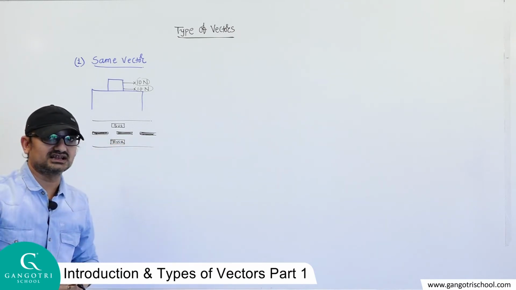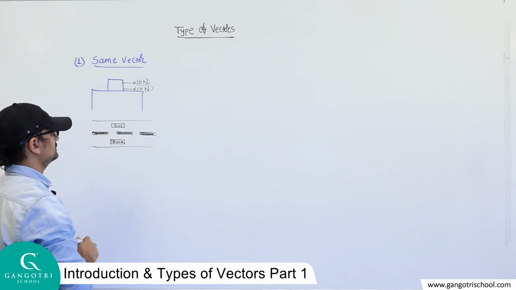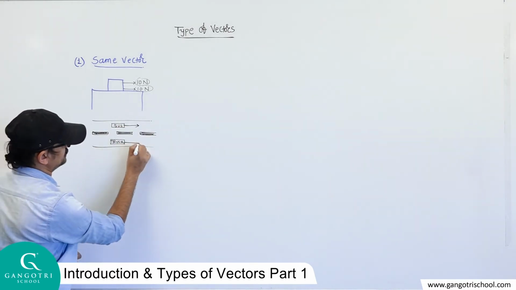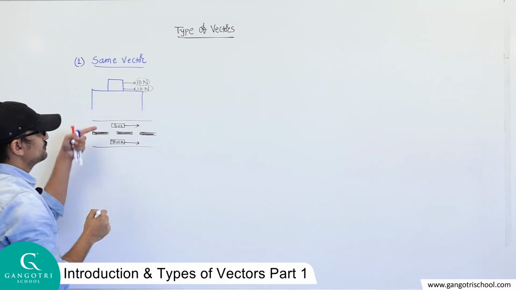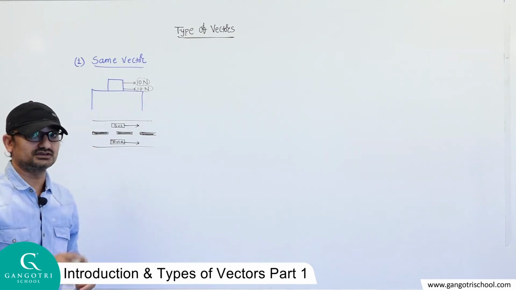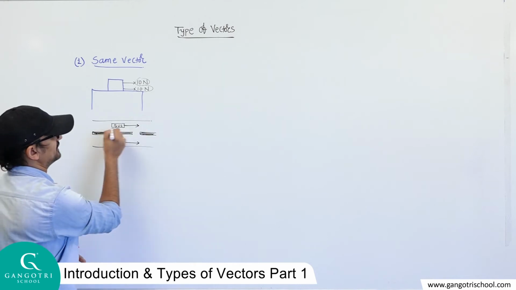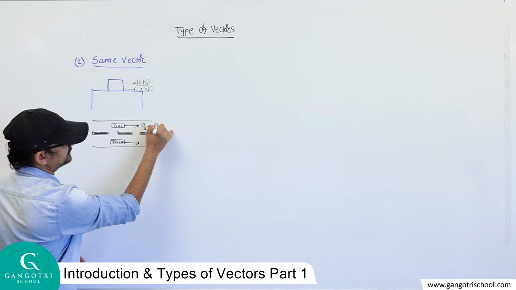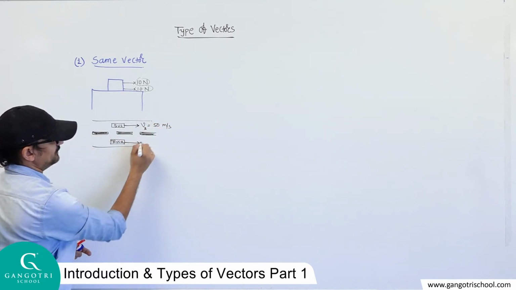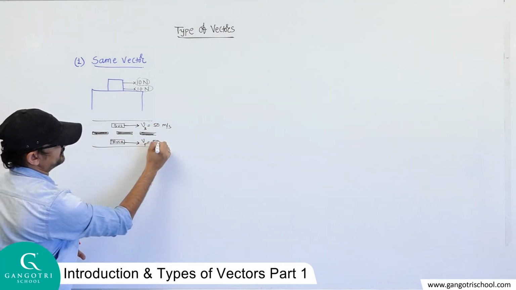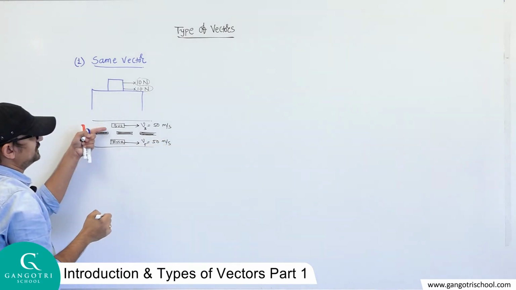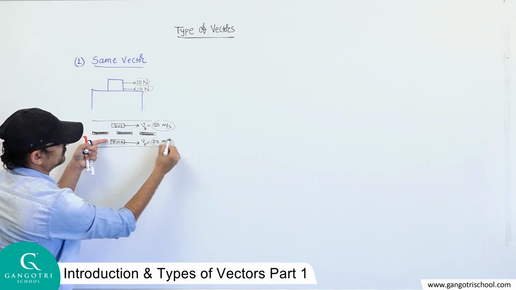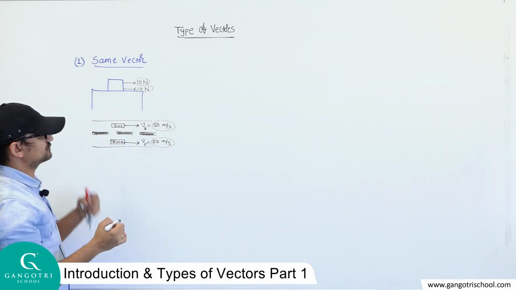So two vehicles are there on the road, both are moving. Suppose the bus is moving in that direction, and the truck is also moving in this direction. Velocity, as we know, is a vector physical quantity. Suppose the velocity of the bus, VB, is 50 meter per second and the velocity of the truck is also 50 meter per second. So both vehicles, bus and truck, have the same magnitude of velocity, and direction wise also they are the same.